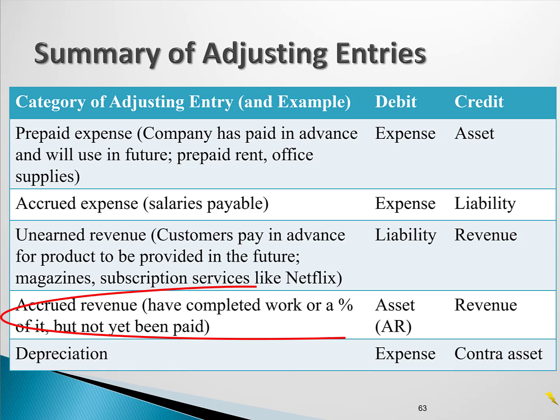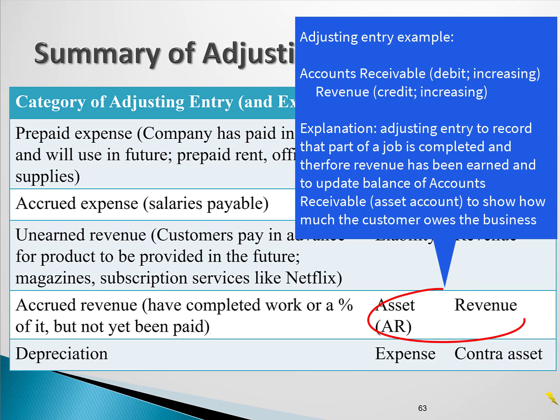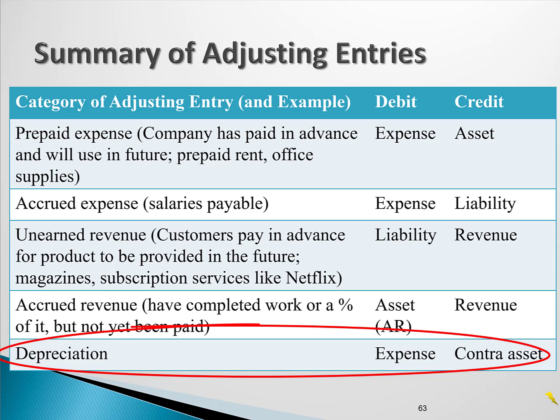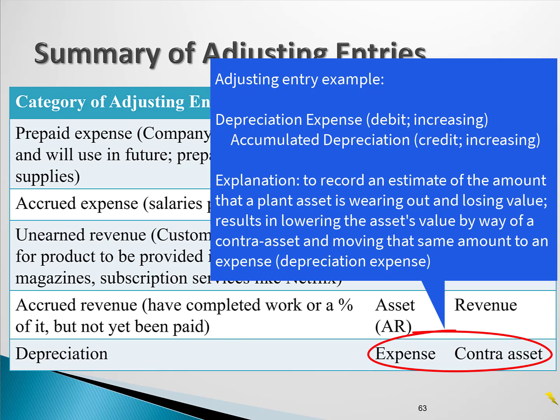For Netflix, the revenue would probably be called subscription revenue. Then we learned about accrued revenue. This occurs when we've completed work or part of a job but have not yet been paid. Therefore, at the end of the accounting period, we need to show that our customer owes us that amount by increasing the asset called accounts receivable. And because we've earned part of that job, we need to increase the revenue account. And then we learned about the very common adjusting entry called depreciation. At the end of the accounting period, we increase depreciation expense with a debit, and then you increase the contra asset account called accumulated depreciation.